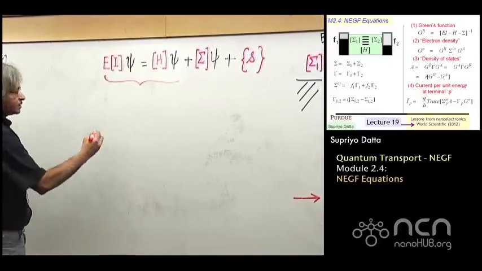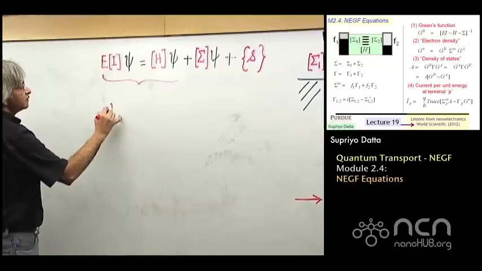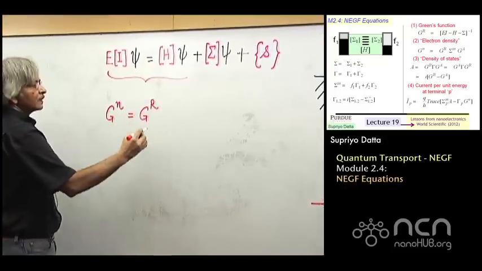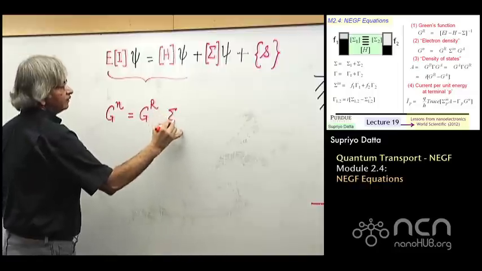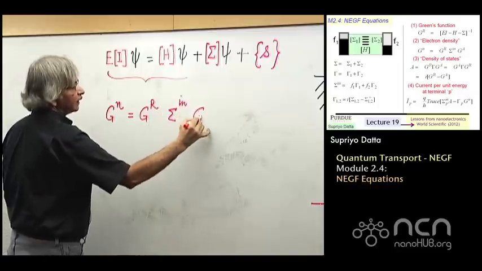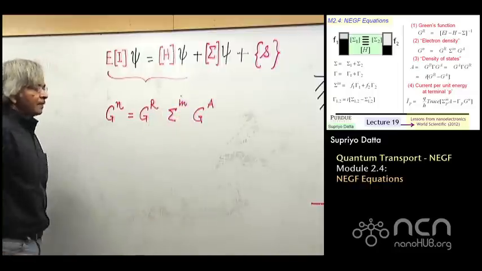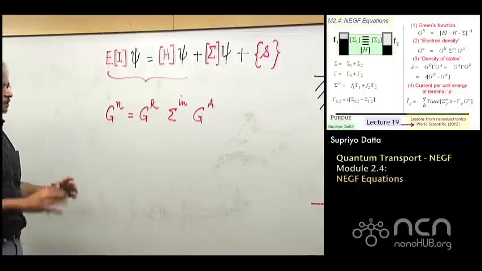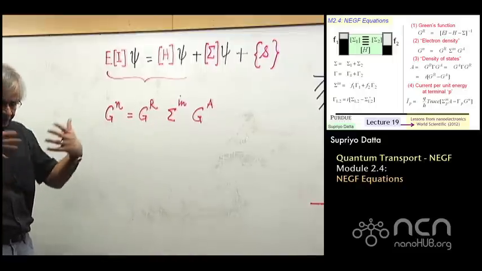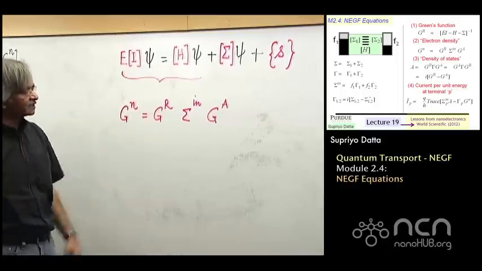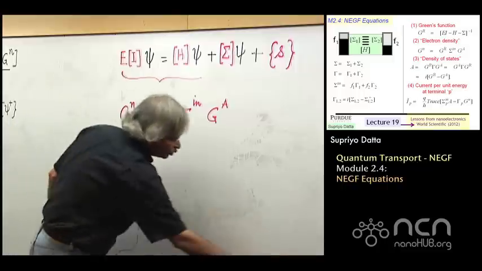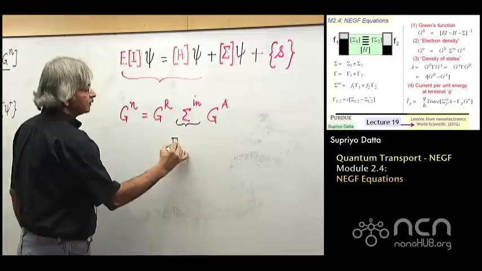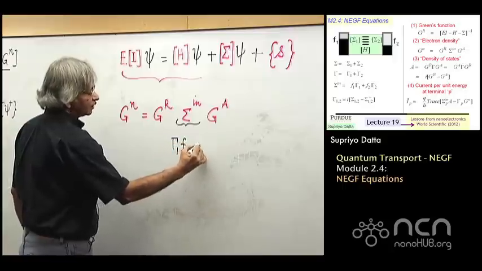So what we had is Gn equals Gr sigma n Ga. Now the sigma n we discussed is the in-scattering, the rate at which electrons come in from the contacts, and this has two parts, the part that comes from contact 1 and a part that comes from contact 2.